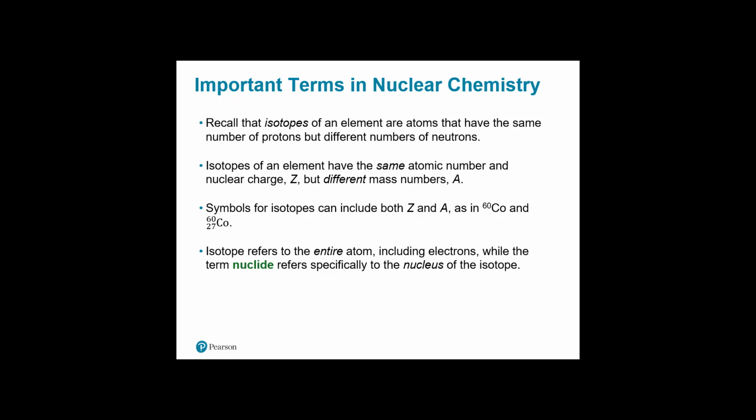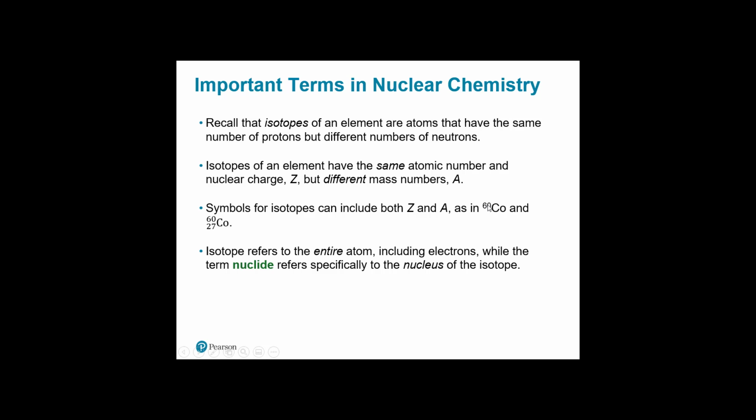Important terms in nuclear chemistry: these things are going to come up. Recall that isotopes of an element are atoms that have the same number of protons but different numbers of neutrons. Isotopes of an element have the same atomic number and nuclear charge, but different mass numbers. We're going to cover this in the next section. Symbols for isotopes can include both Z and A. Remember, we use these letters to match up what we want them to be. Z is nuclear charge, A is mass. That's what those symbolize, and now how to write these out. I'm going to show you this.